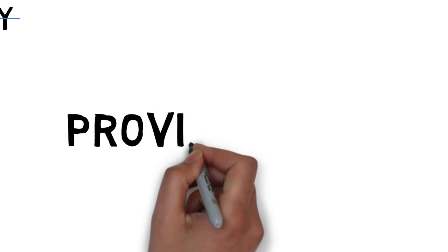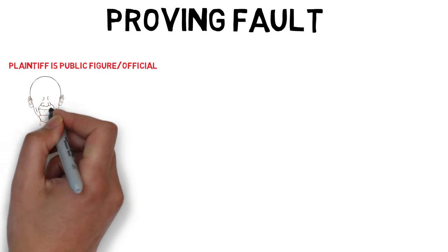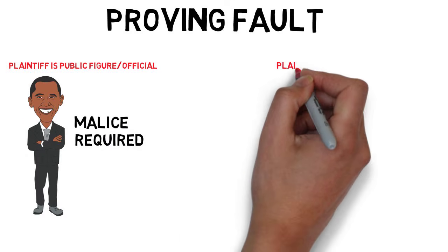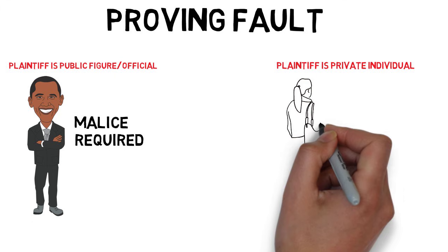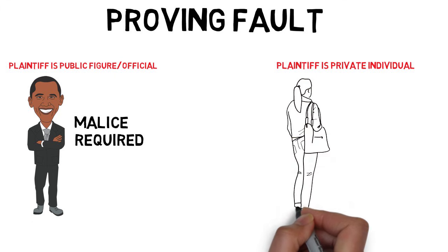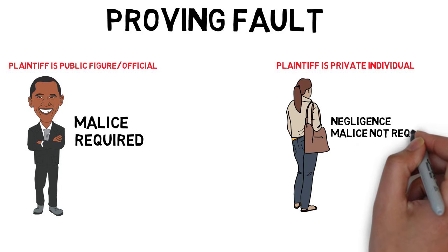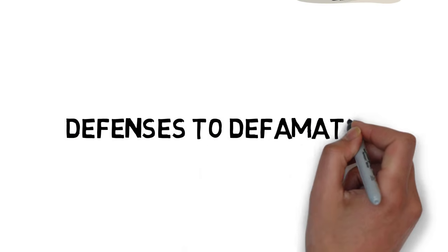Here's where it gets a little hairy. If the plaintiff is a public figure or some sort of public official, then this is where the New York Times versus Sullivan comes in. You have to prove actual malice on the part of the defendant. If it's a private individual, someone unknown to anyone, well, you can either prove there was actual malice on the defendant's part or there was negligence on the defendant's part. So that's how we prove defamation.